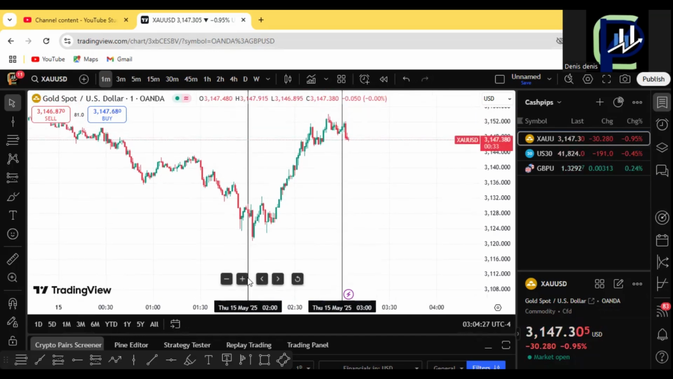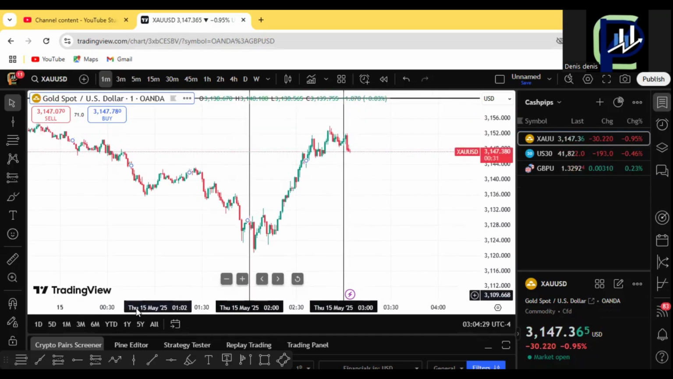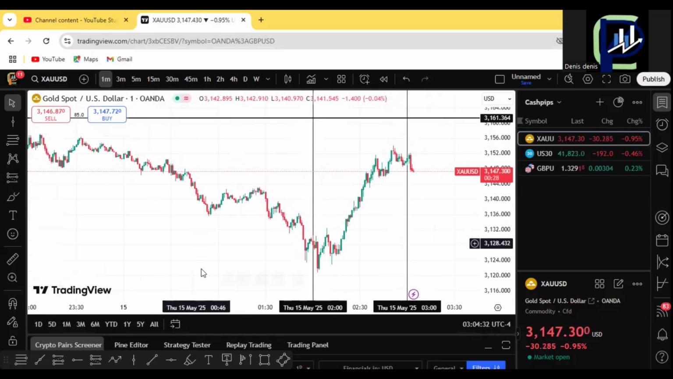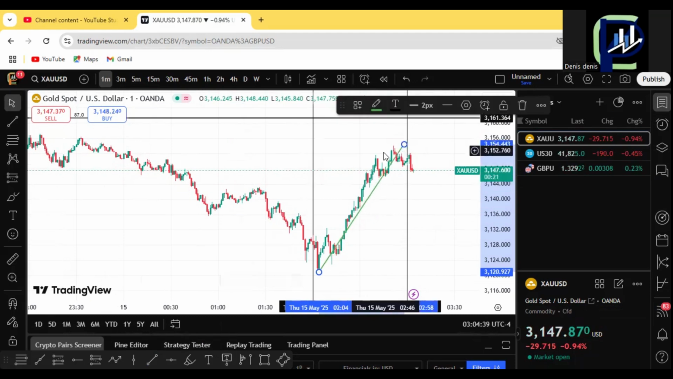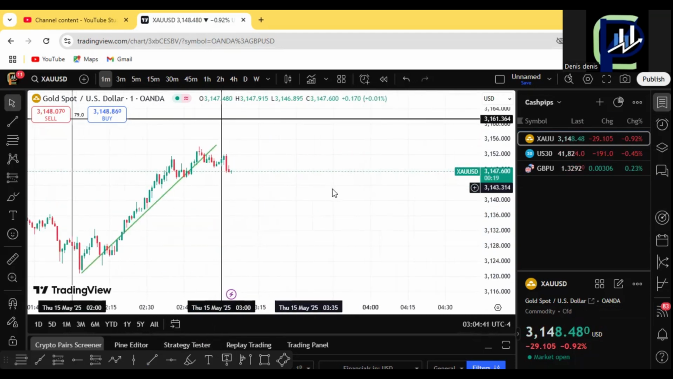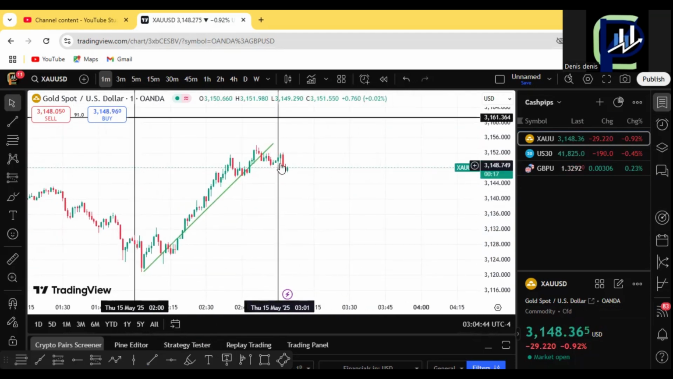Now we can see between 2 and 3, the market pushed up. And when the market pushed up, you see between this and this time, the market has pushed up. Now on reaching this area, we can see the market now pushed below, showing us that we are going to be into the sell.